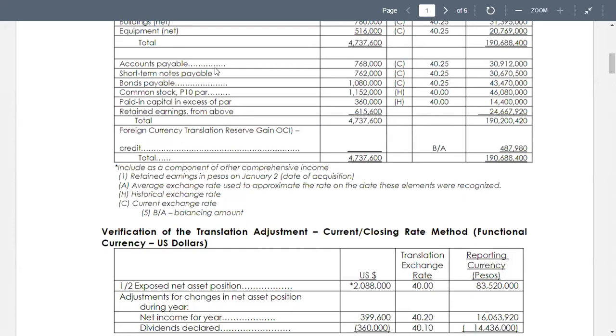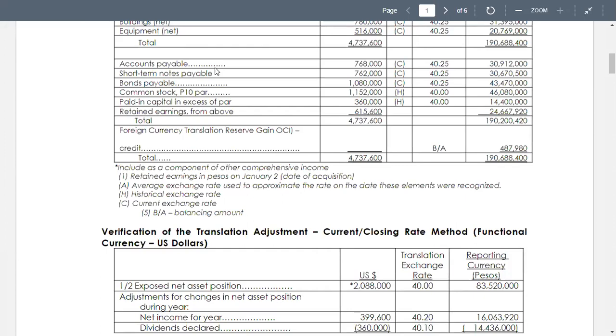For assets, cash is monetary, receivables are monetary, as long as they represent a fixed amount of pesos. So how do we translate monetary assets and liabilities? We translate by using the current or closing rate.